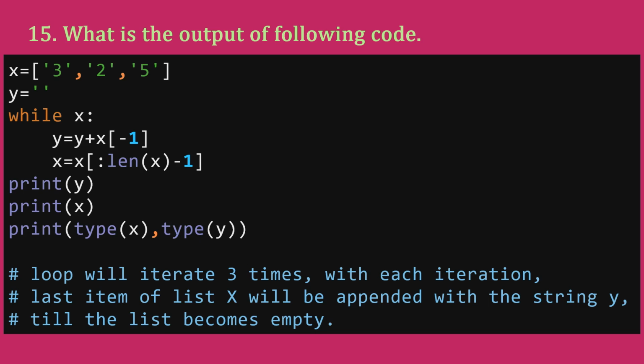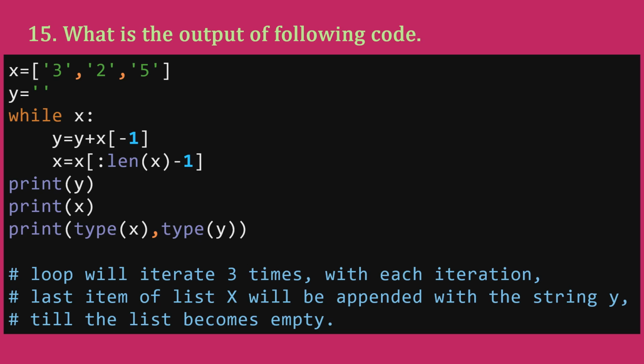Okay, so with each iteration, what will happen? Y value will become Y plus X[-1]. That means Y is an empty string, so the element which is present at index number -1 of X will be appended to the string Y. Now your X will become X[:len(X)-1]. That means each time the last item of the list X will be removed from X. Okay, so it will continue till the list becomes empty.